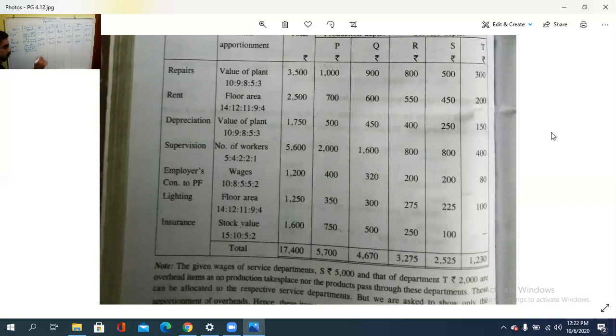So how much is the amount? 5600. 5600 into 5 by the total of this, 5600 into 4 by the total of this, 5600 into 2 by the total of this, 5600 into 2 by the total of this, and 5600 into 1 by the total of this. So how is it to be? For P it is 2000, for Q it is 1600, then for R it is 800, and for S it is 800, and then 400. Next item, employer's contribution to PF.